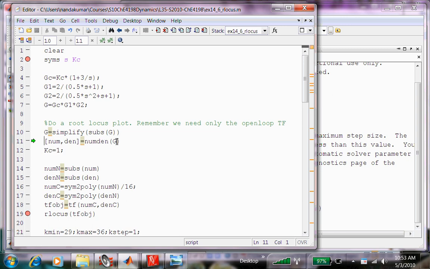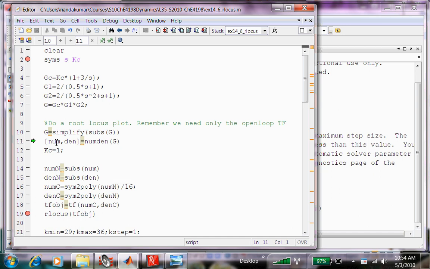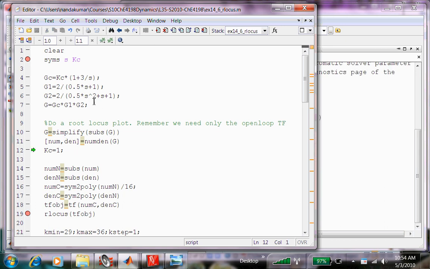Now numden takes the same expression G and sorts out the numerator and denominator of that expression. The purpose of numden is to take any symbolic expression and separate the numerator and the denominator and produce two symbolic expressions. So num is one of the outputs and den is another output. Both of them are symbolic expressions, one from the numerator of G, the other from the denominator of G. Now you can look at num, which is 16 Kc times s plus 3, and den, which is s times s plus 2 times s squared plus 2s plus 2. It still shows you the factored form, but that is in the denominator of that expression. Then I'm setting Kc equal to 1, and then subs substitutes into num, because num at this stage is still a symbolic expression before execution.